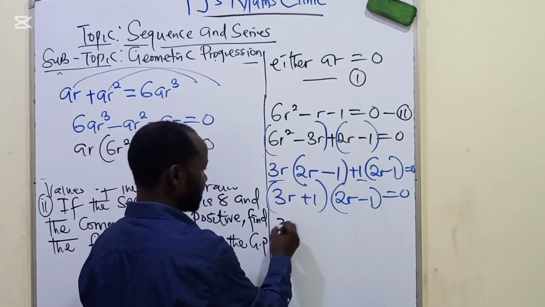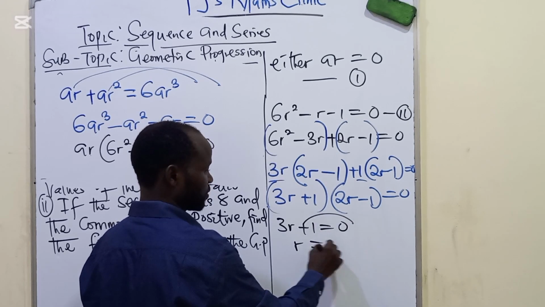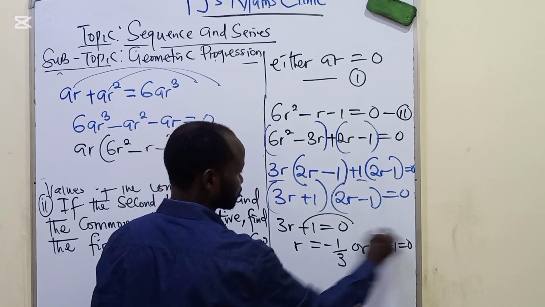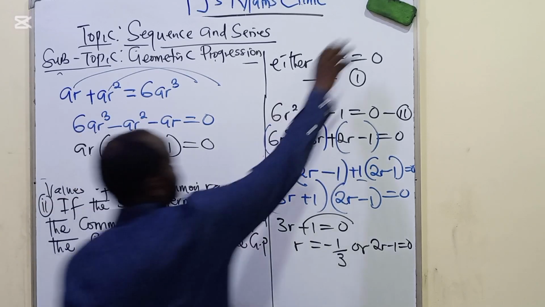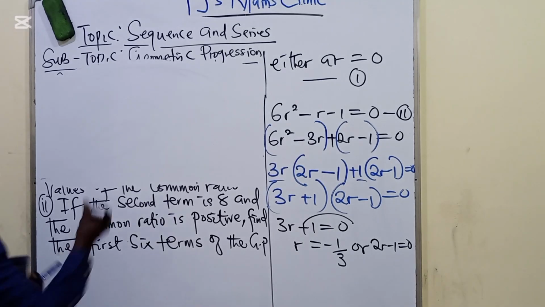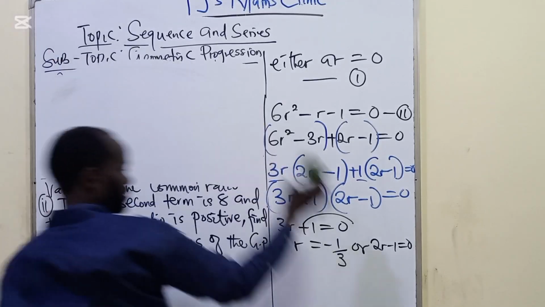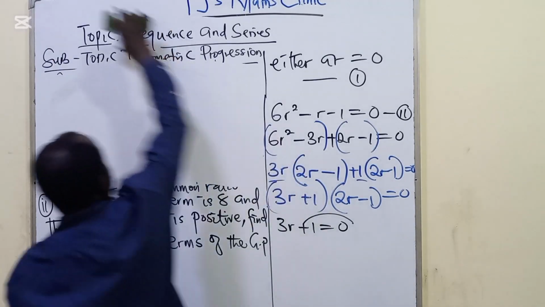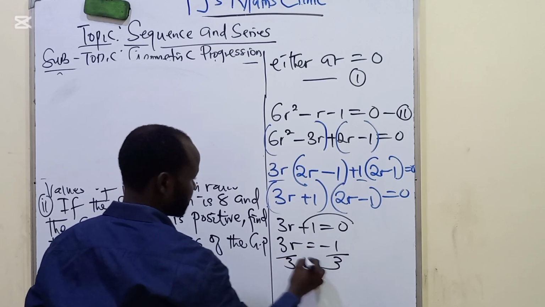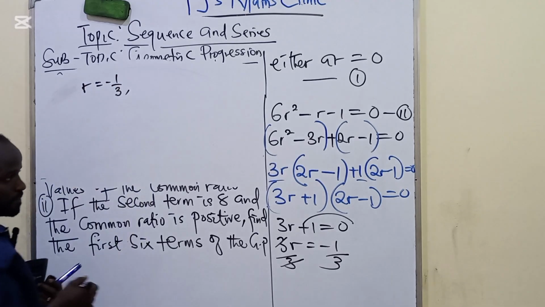So 3R + 1 = 0. R now will be, if we bring this, minus 1 divided by 3, or 2R - 1 = 0. What will be the value of R? We are looking for the possible values of R. First R now. Let's collect like terms. That will be 3R = -1. We divide both sides by 3. Our first R is nothing but -1/3.